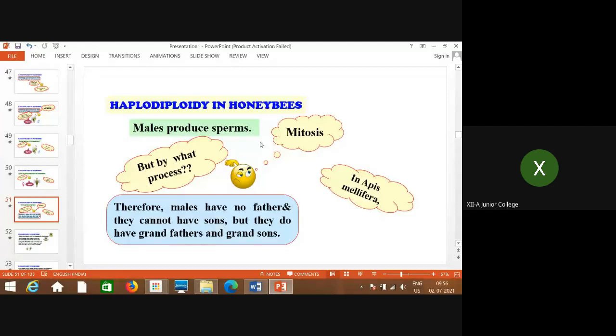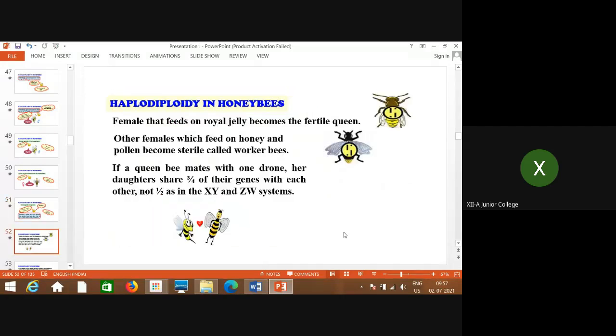Now, males produce sperms by mitosis. Males have no father, and therefore cannot have sons, but they do have grandfathers and grandsons. This is just for fun. You can just remember that males produce sperm by the process of mitosis, whereas in females, the condition of queen and workers is decided depending on which type of food they are taking. Females that feed on royal jelly become the fertile queen, and other females which feed on honey and pollen become sterile, called worker bees.